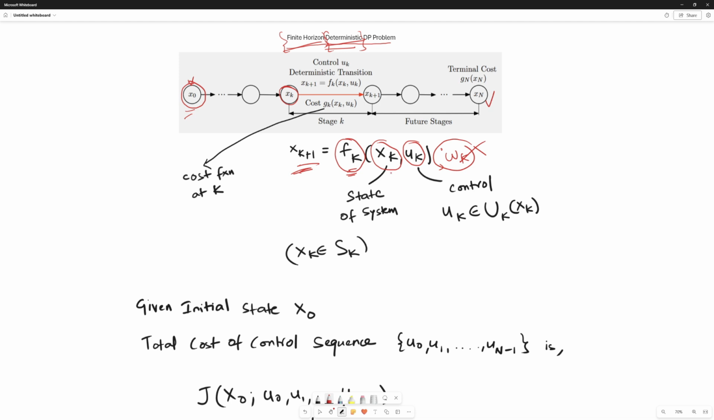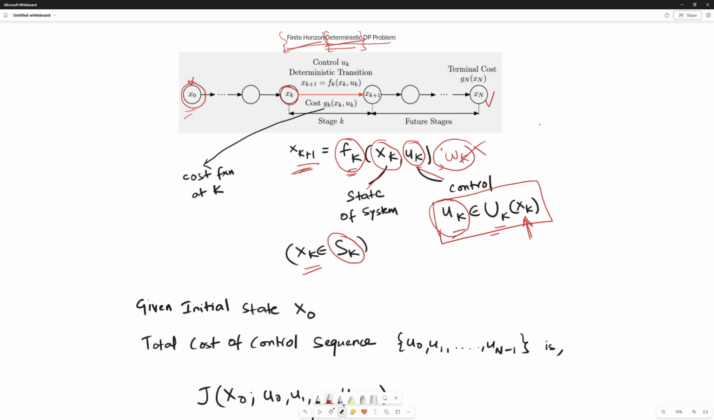So the terminology is xk is called the state of the system and uk is the control, and the state of the system must belong to the state space Sk and the control must belong to the control space, right? And the control space is different at different states. So this is given by this equation. This is called the control constraint, right? So uk belongs to capital Uk of xk, so it depends on the state xk. Given a state xk, there are only a few controls you can apply.